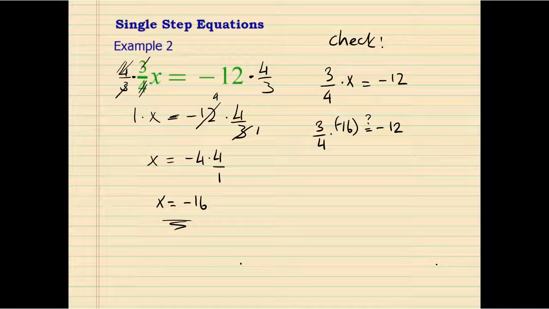3 over 4 times negative 16, we can divide before multiplying. Negative 16 divided by 4, 4 times, and negative 4 times. 4 divided by 4 is 1 time, so I have 3 times negative 4 divided by 1 is equal to negative 12. Negative 12, that's what we were checking, is yes equal to negative 12, which confirms that our answer was correct.